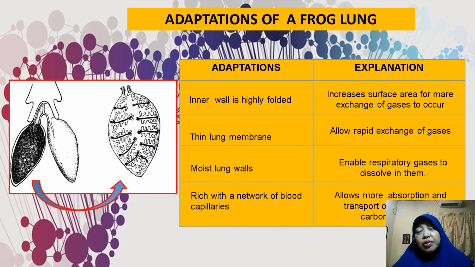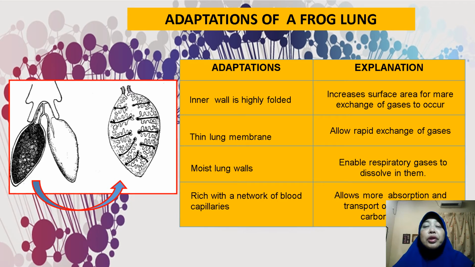How about the lungs of the frog? A frog has a pair of lungs like this, but the inner wall of the lung is highly folded. As you can see from the diagram here, the inner wall is highly folded, and the reason for being highly folded is to increase the surface area. The wall of the lung is also thin and moist, and the lung also contains a network of blood capillaries for the transport of the gases.